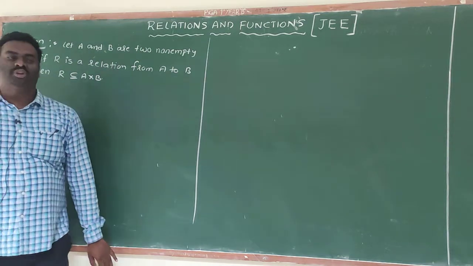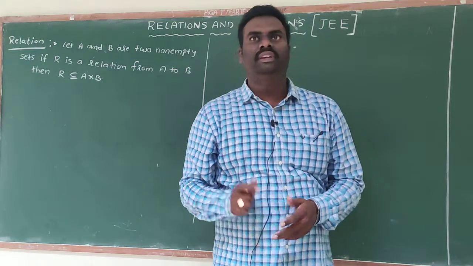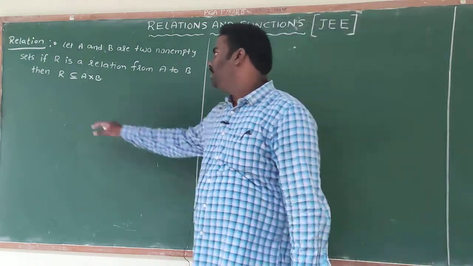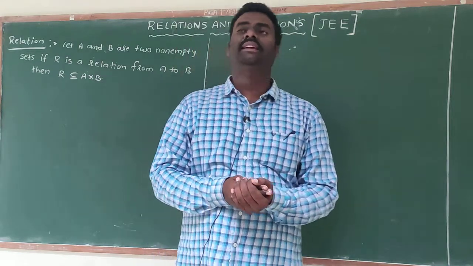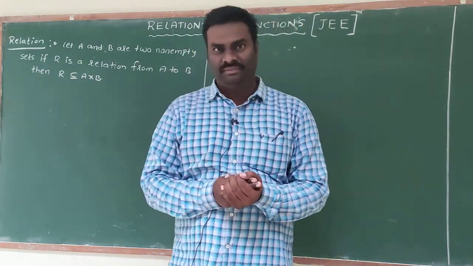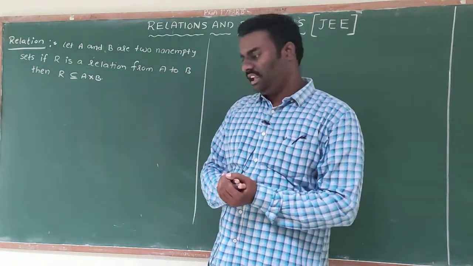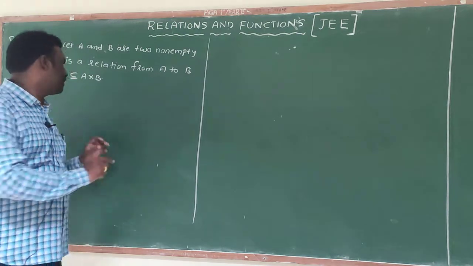First you need to take two non-empty sets A and B. If R is a relation from A to B, then R must be a subset of A cross B. A cross B means the Cartesian product of two sets. In first PUC we already discussed what is meant by Cartesian product.